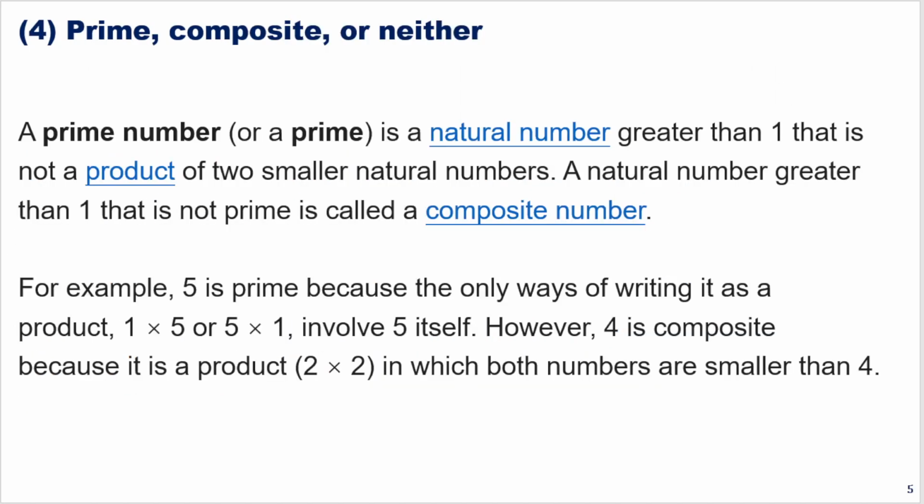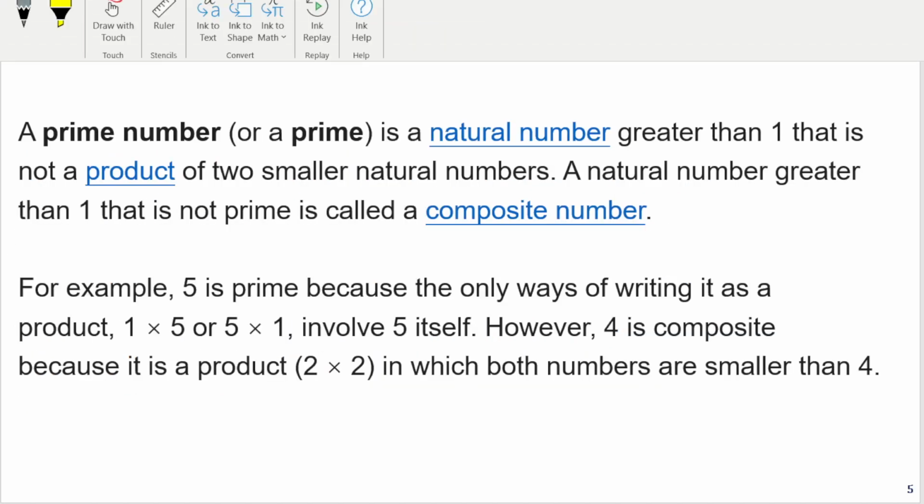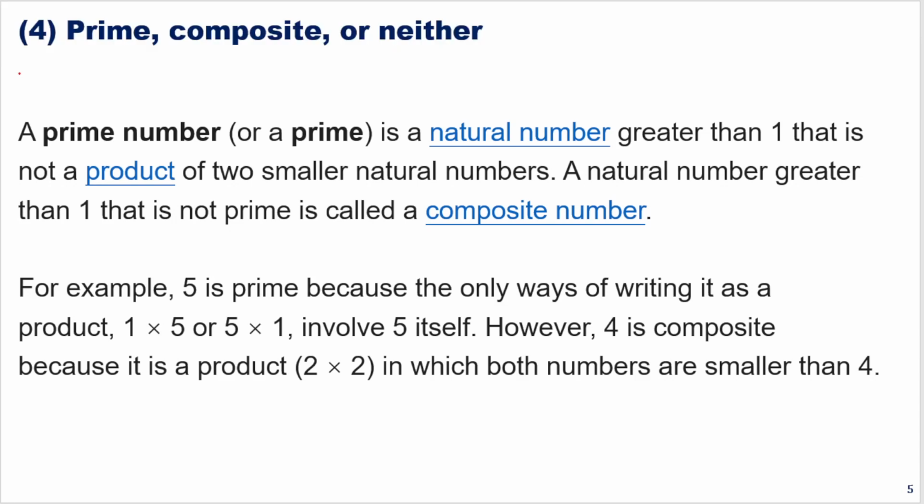All right, next, some other concept related to numbers. Prime numbers, composite numbers, or neither. Do you know what a prime number is? Prime number, or prime in short, is a natural number greater than 1 that is not a product of smaller natural numbers. A natural number greater than 1 that is not prime then is called composite number.